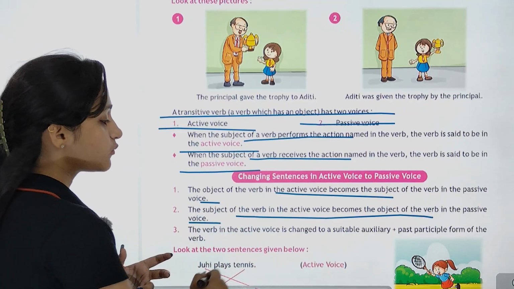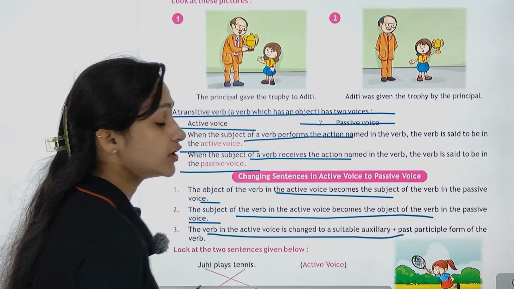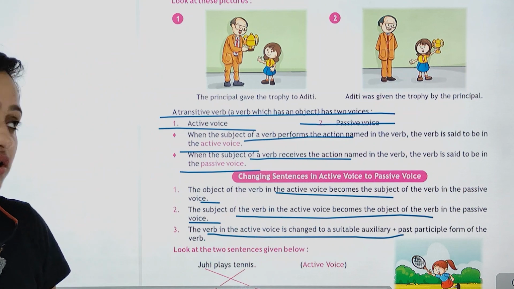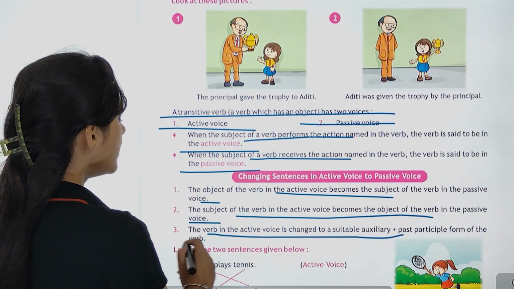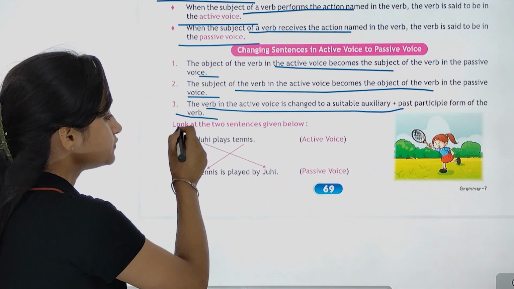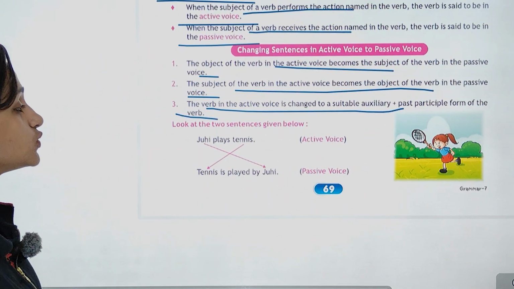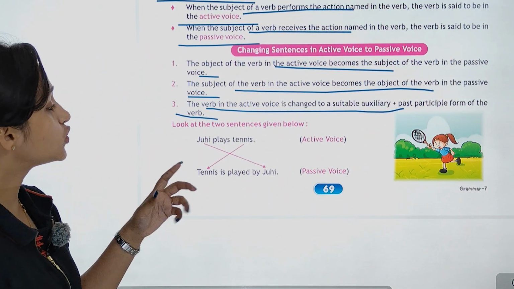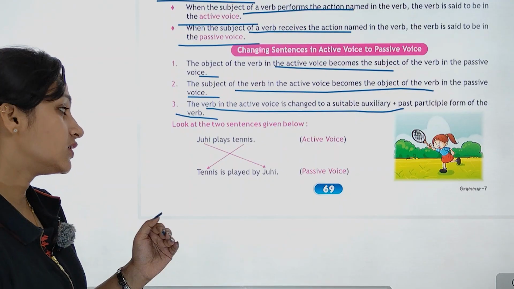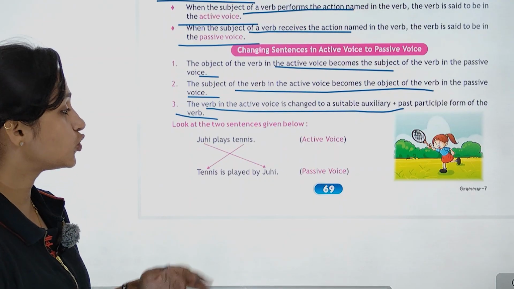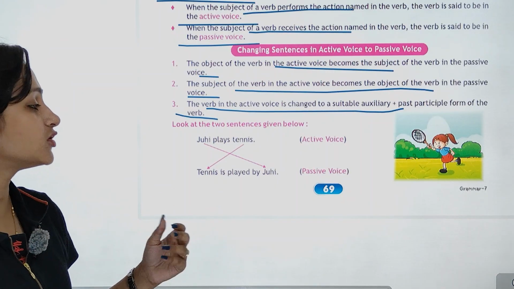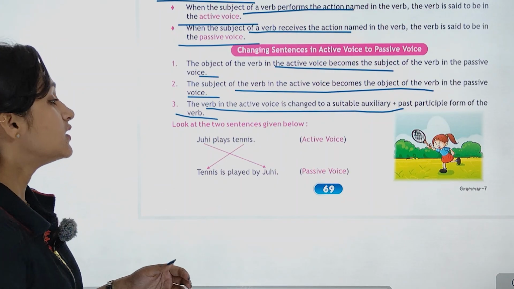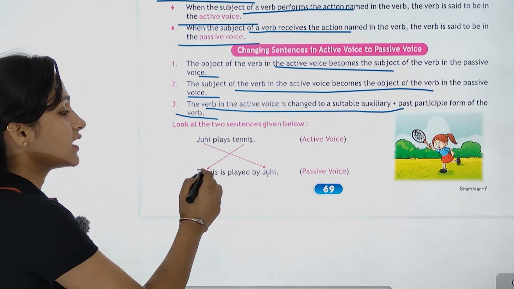Now the verb in the active voice is changed to a suitable auxiliary plus the past participle form of the verb. Now look at the two sentences given below. Juhi plays tennis. Tennis is played by Juhi. Juhi plays tennis क्या है, एक्टिव वॉइस है. Tennis is played by Juhi क्या है, पैसिव वॉइस है. इसमें क्या हुआ, Juhi यहाँ आ गई, tennis यहाँ आ गया.